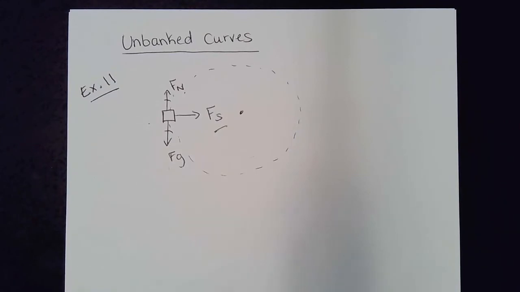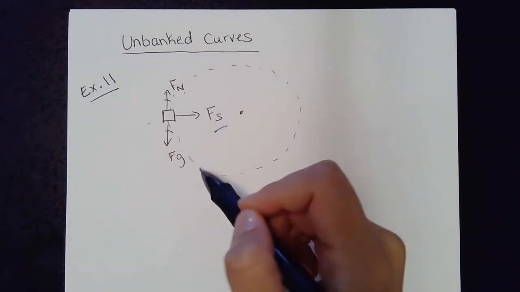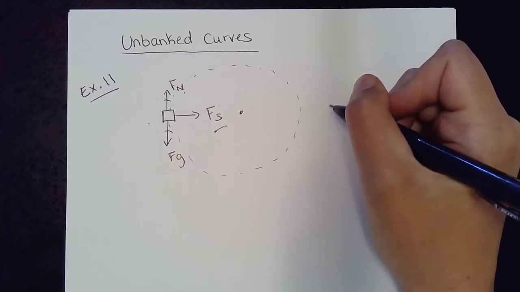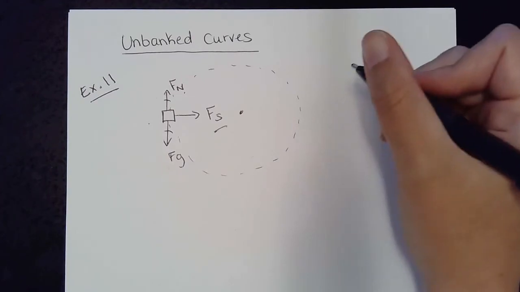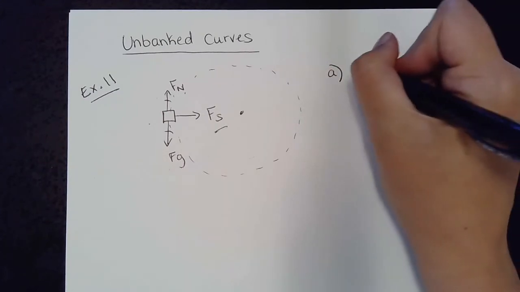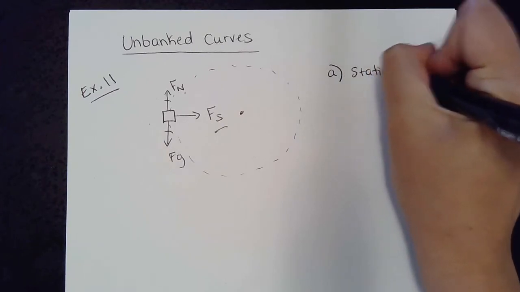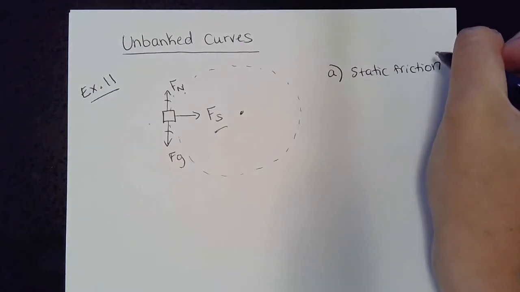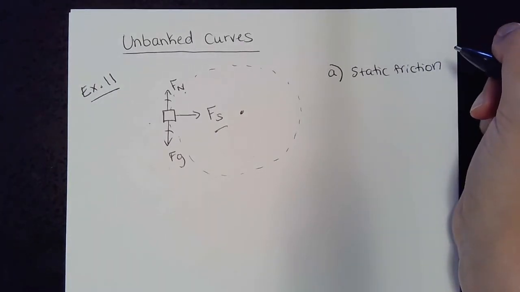Okay, for any unbanked curve problems, the diagram will look like this. So I've just added example 11 onto my free body diagram from before. And so the first question is what force acts in the radial direction? And we know that this is static friction, static friction between the tires and the road because they're not moving in that radial direction.